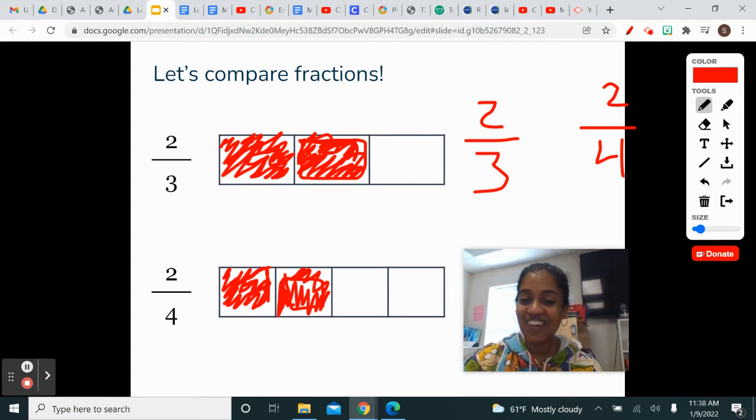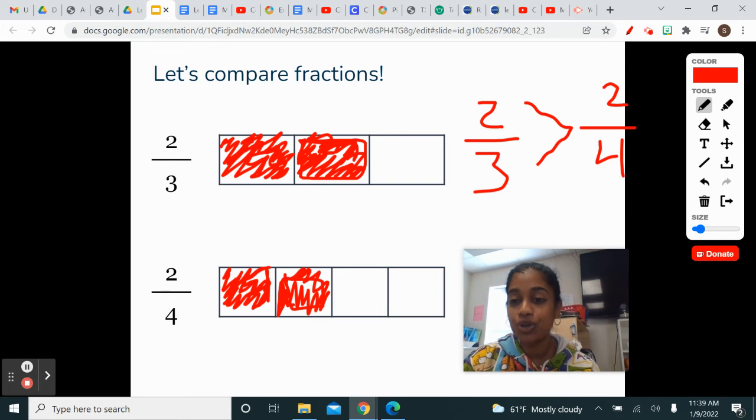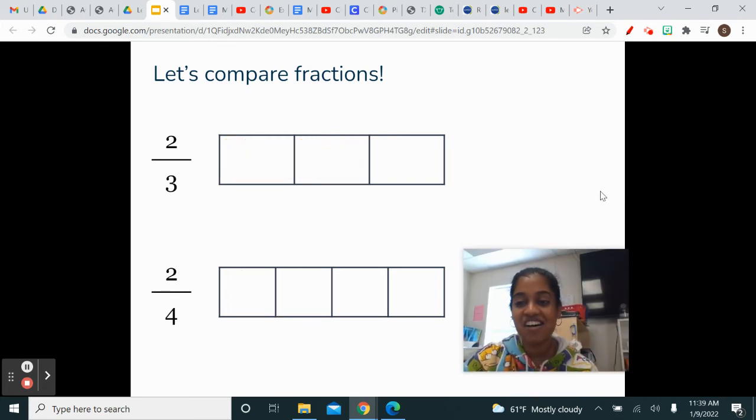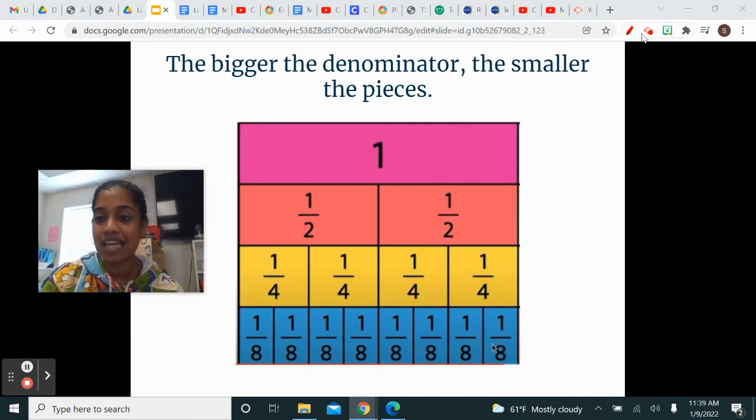All right, fantastic. Welcome back. So let's go ahead and look at our fractions. So we have 2/3 and 2/4. So looking at this, all right, I can see that the 2/3, that is a larger portion than my 2/4. So 2/3 is greater than 2/4. All right, fantastic. Great job.